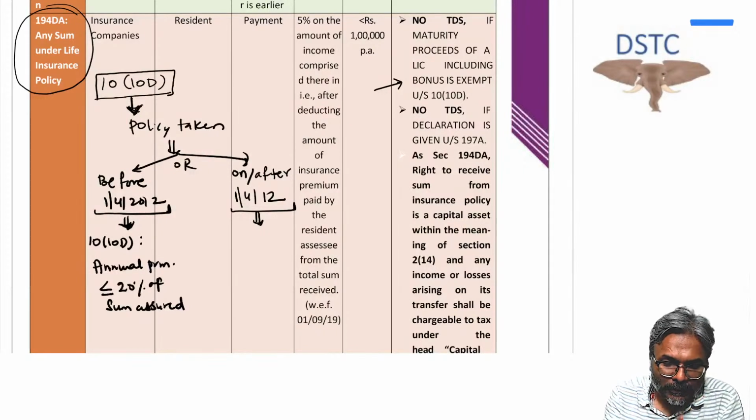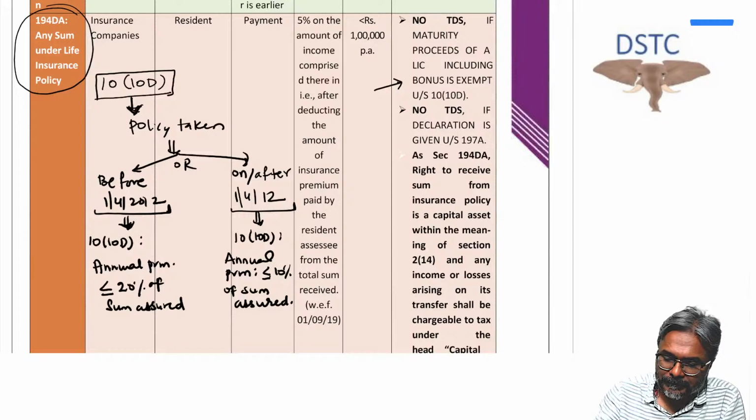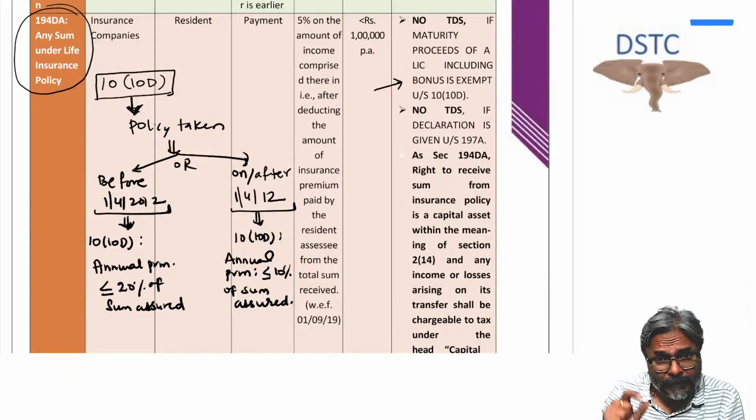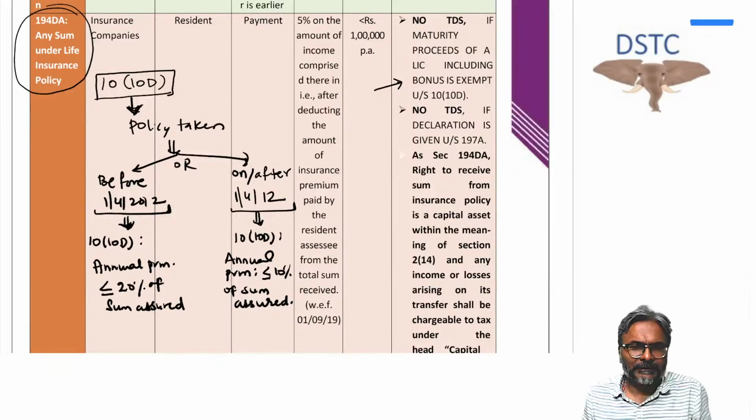And if it is on or after 1st April 2012, then as per 10(10D), you will find the exemption being applicable if the annual premium is less than or equal to 10% of the sum assured. Less than or equal to 10% of the sum assured. I will give you some examples, students, in this context, and you will appreciate these examples that we are talking about.